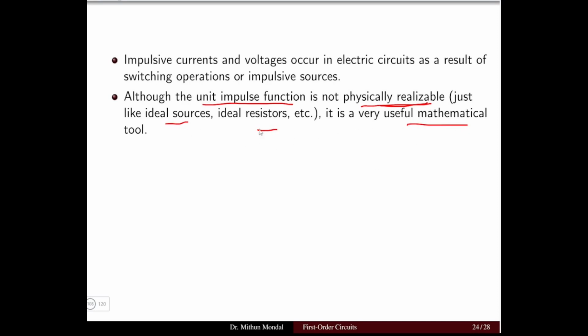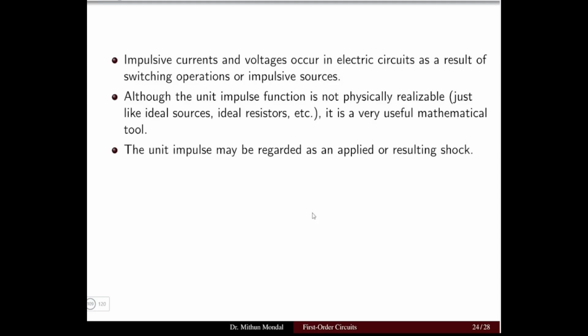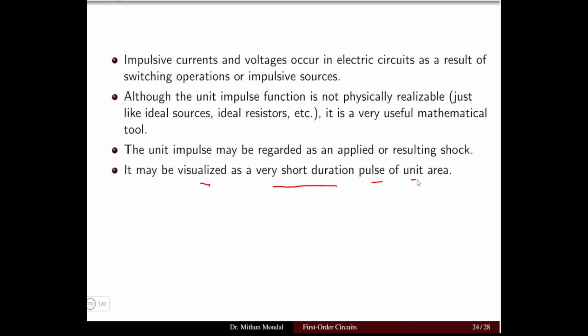a very useful mathematical tool. You will not be able to physically realize this impulse function, but it is a very useful mathematical tool, because when we try to obtain the response of the circuit to a sudden shock which is there for a microsecond or nanosecond, the unit impulse is a very important source. So it can be visualized as a very short duration pulse of unit area.